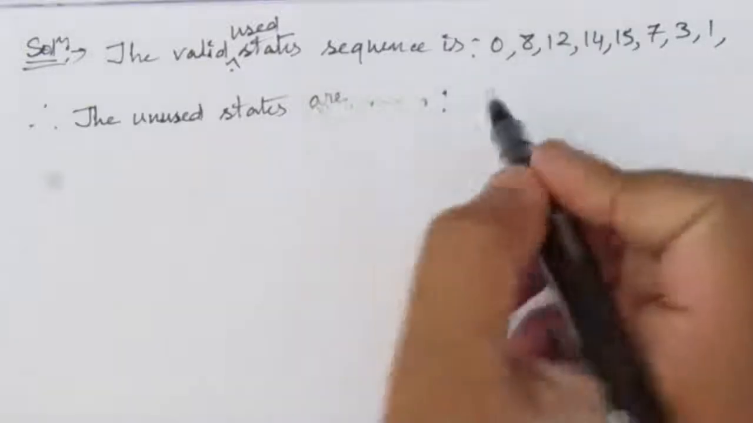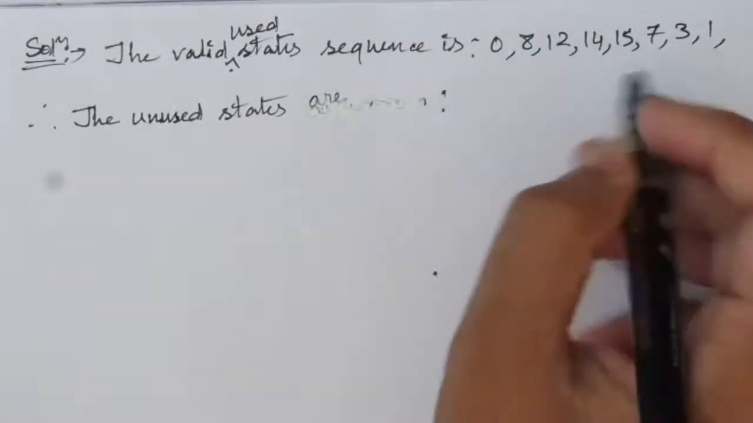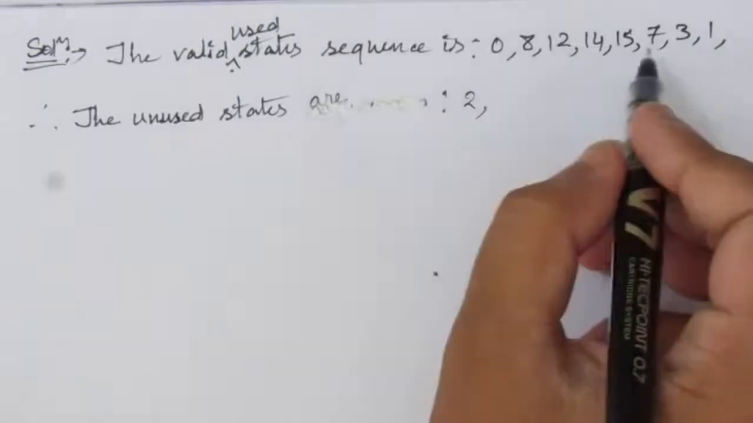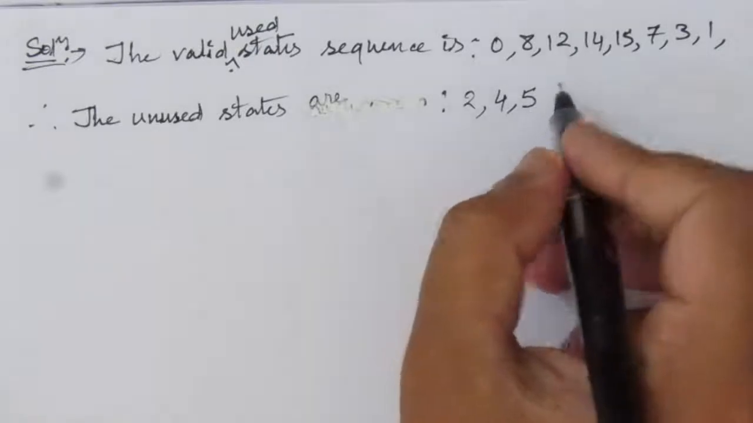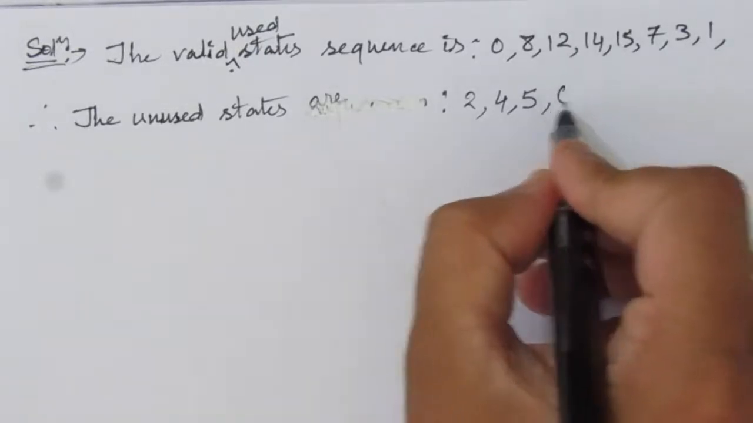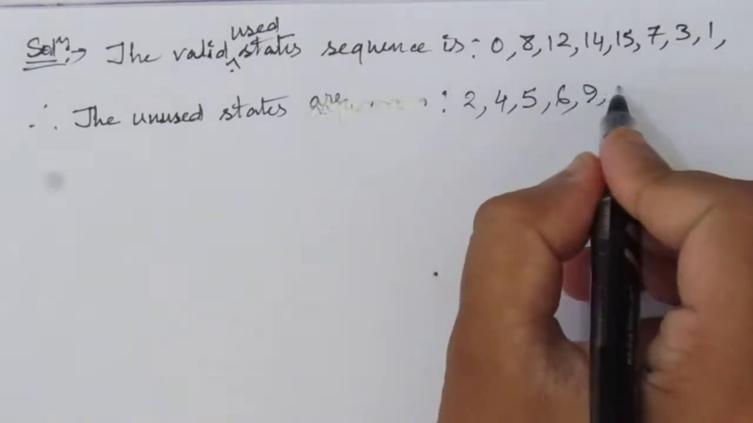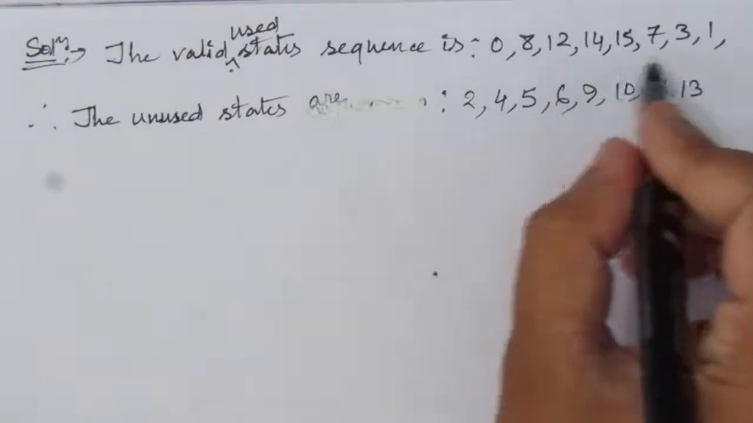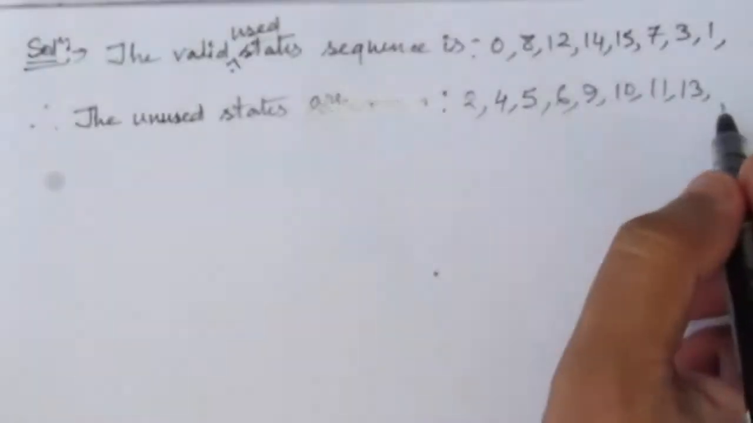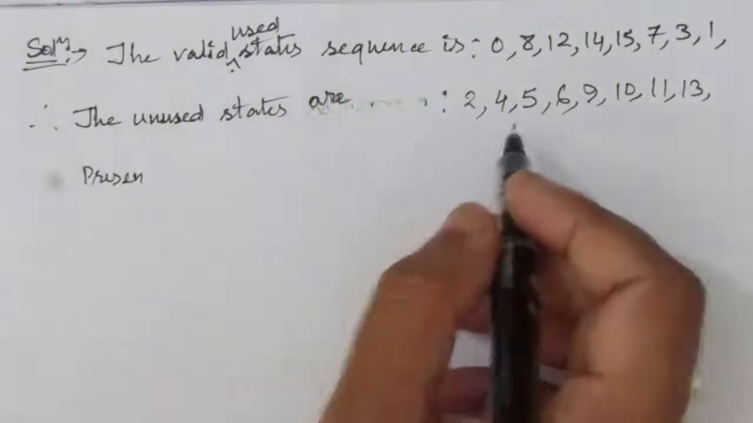So the unused states are, 0 is a used state, so 1 is there again. 2 is not there in the used states, so 2. Then we have 3 here, 4 is not there, so 4. Then we have 5, an unused state, then 6 is also not there, so 6. 7 is there, 8 is there, and 9 is not there. So 9, then 10, 11, then 12 is there, then 13, 14 is there, 15 is there. So these are the unused states. Now we have to find out the next states for these unused states. Suppose we are now making the state table for these unused states.